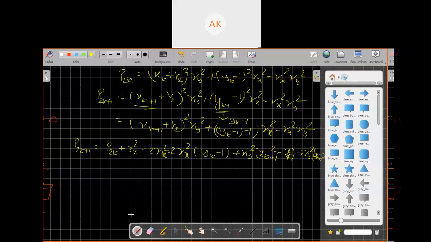So if your decision parameter p2k is greater than 0, means your point is outside, then your xk plus 1 will be xk, and your yk plus 1 is yk minus 1, moving in unit interval. When your p2k is less than 0, then your xk plus 1 will be xk plus 1, and your yk plus 1 will be yk minus 1.